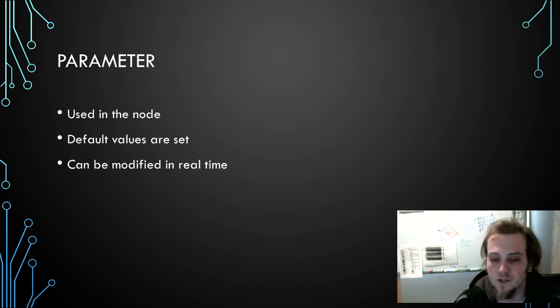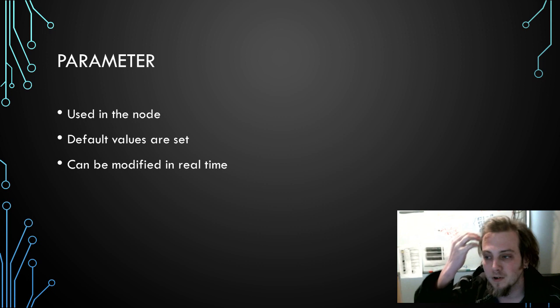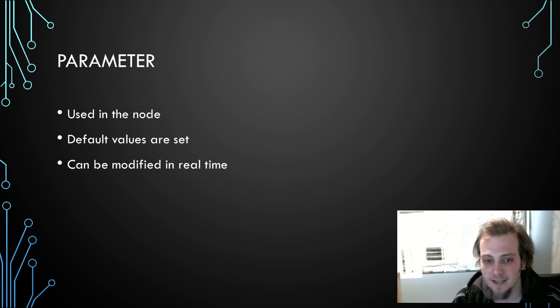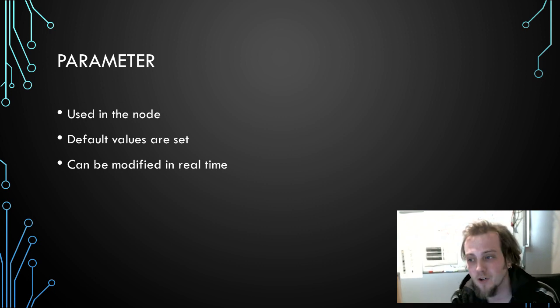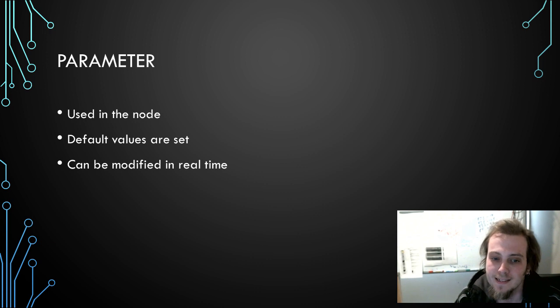Further, in ROS, we have parameters. These are the parameters used in the node, and default values are set in the parameter and can be read or written if necessary. They can also be modified in real time, which is kind of handy. These could be parameters like the minimum motor speed or the USB port number, and you can change these while the node is running.